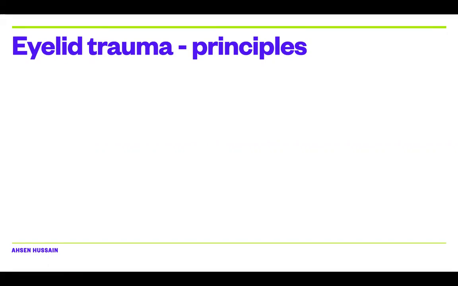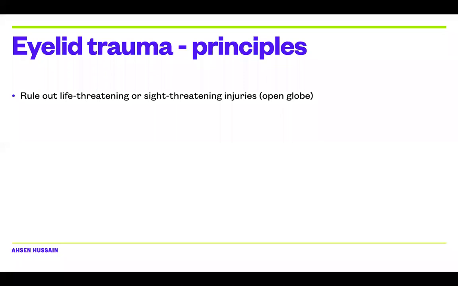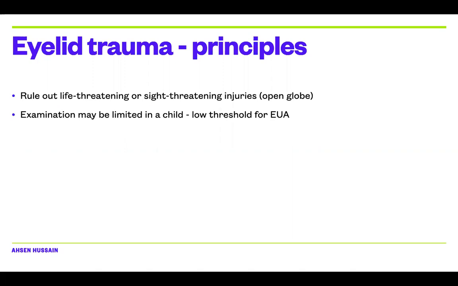In a child, you may have to have a very low threshold for an EUA. So as I said, first things first, rule out life-threatening or sight-threatening injuries such as an open globe. And your approach really is to, first of all, maximize the results of primary treatment, and secondarily, to minimize the need for secondary reconstruction. So when you are seeing a patient, let's say you see a child and you're not sure, I would say, if you can early on, get the patient to be nil by mouth so that they can have an EUA early on or as soon as is feasible.